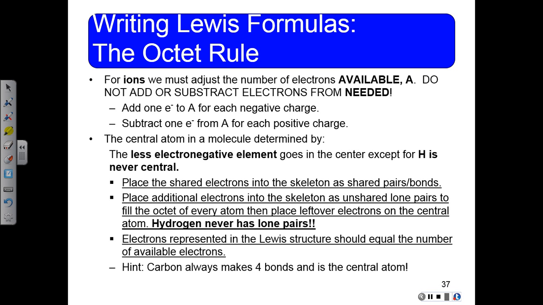Okay? Now we have 8. We can check that off. If you count around oxygen, we have 8, which fulfills the octet rule. Hydrogen has 2. Everyone's happy. This is the structure. Okay?